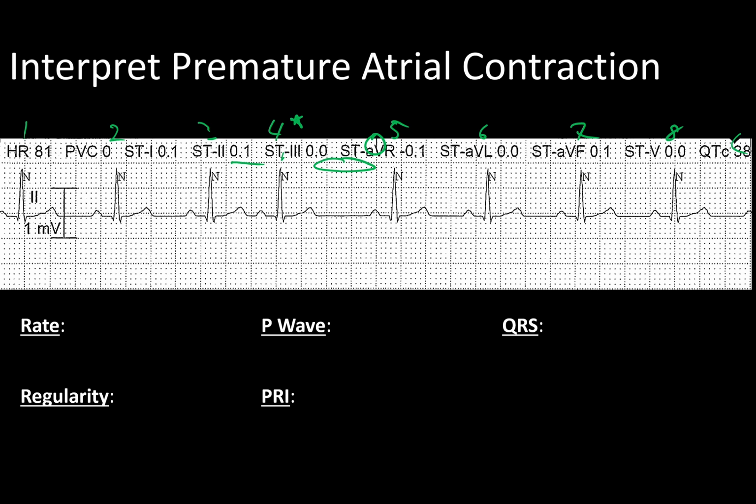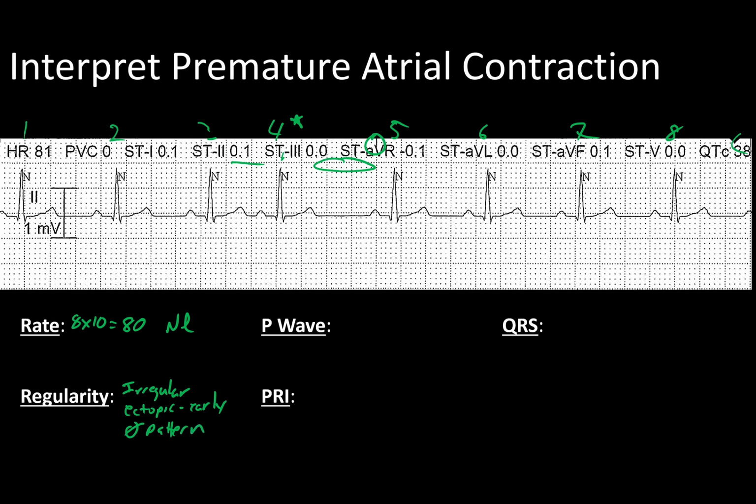So let's walk through this. We know it's irregular. So what's our rate? Well, it's irregular, so let's just go ahead and call it 8 times 10, and that's got a rate of 80. And that's about all we need for this. And we know that that's normal. Now, other than being irregular, we do have an ectopic. That's early. But we don't have a pattern. It's just one.